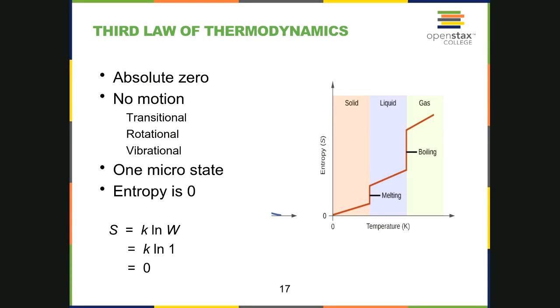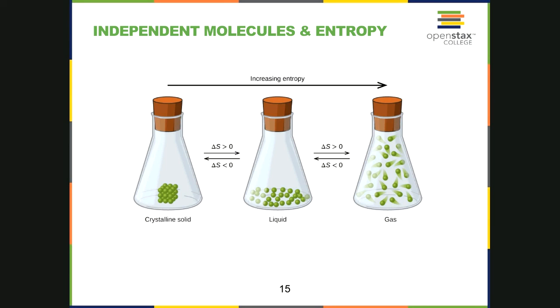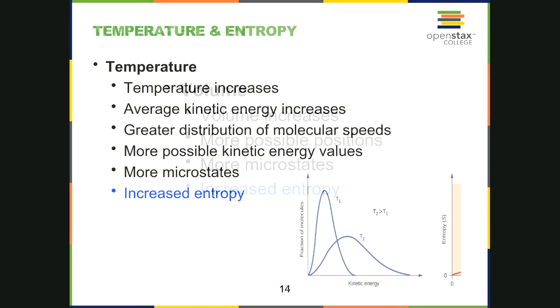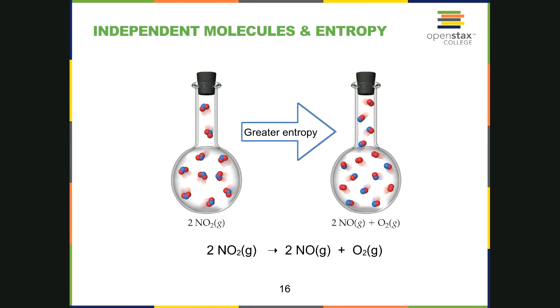Before I do that one, has anybody got a question on these? I'm gonna run back through them real quick. If during a process we increase the volume, we're going to increase the entropy. If the temperature increases, it's going to increase the entropy. If we go from a solid to a liquid to a gas, we're going to increase the entropy. And if we increase the number of molecules, we're going to increase the entropy.